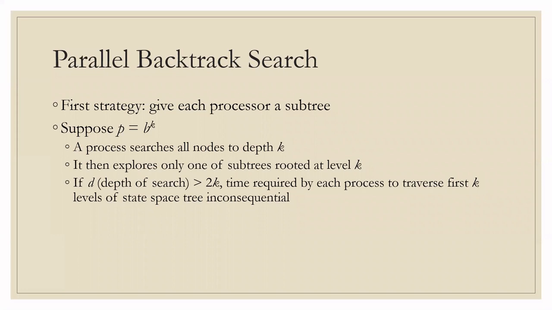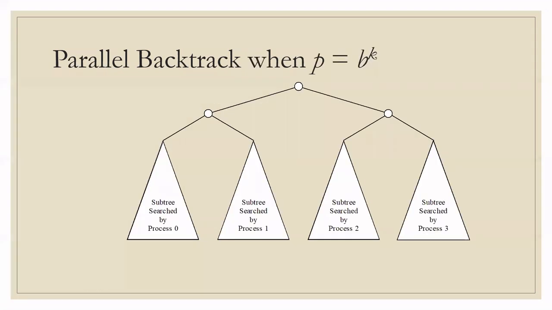Our concern is to parallelize the backtrack search. An obvious strategy is to divide the search of subtrees among the processes. If the number of processes P is equal to B raised to K, then every process can search the state space tree to level K, and they explore only one of the subtrees rooted by the nodes at level K. So this is a good strategy if all the subtrees have the same number of nodes, and it is a poor strategy if there are significant differences in the size of subtrees.